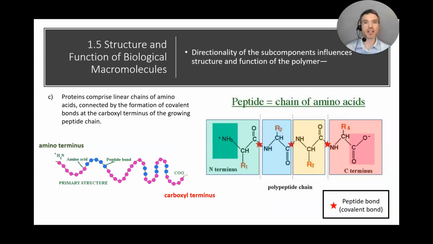Proteins comprise linear chains of amino acids connected by the formation of covalent bonds at the carboxyl terminus of the growing polypeptide chain. In order to build polypeptide chains, we link individual monomers, which are the amino acids, together. They link in the process of a peptide bond. This is a covalent bond. As new monomers are added, they can only ever be added to the carboxyl terminal. So as the polypeptide chain grows, we always add it to the C terminal.